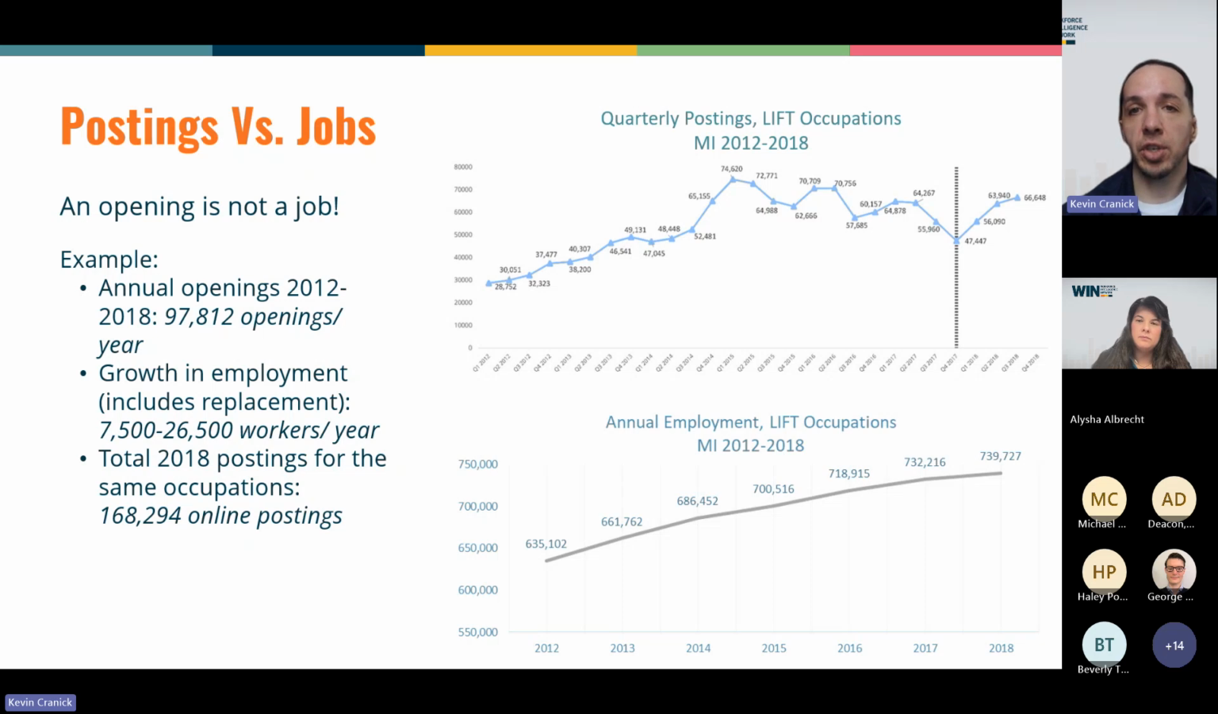And then we have some helpful charts here to also illustrate the difference in quarterly postings in a time series data chart versus annual employment. Whereas there's a lot more volatility in the quarterly postings data compared with annual employment, that can be an indicator of how those two differences stack up over time when you measure the two of them against each other.